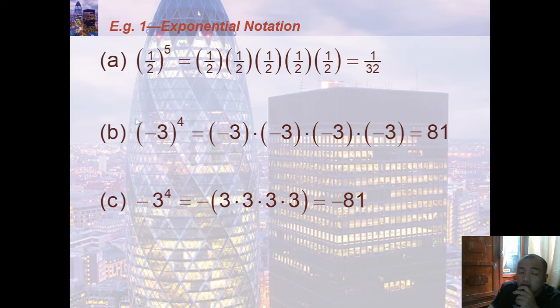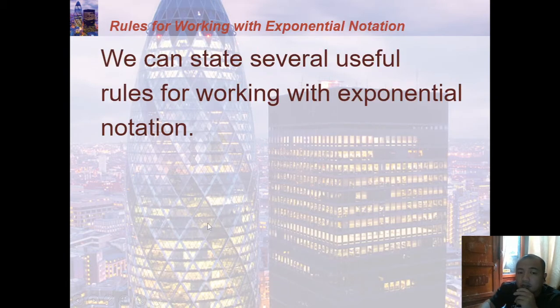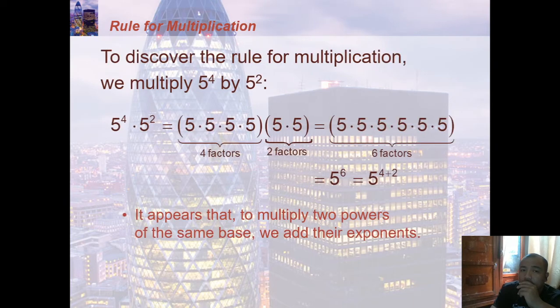So the quantity negative 3 raised to the 4th is different from negative 3 to the 4th power, right? Here it is in parentheses, so that means you multiply negative 3 by itself 4 times. But here, in the beginning, it is really negative. We can state several useful rules for working with exponential notation.